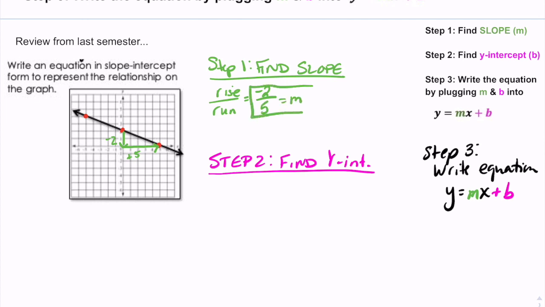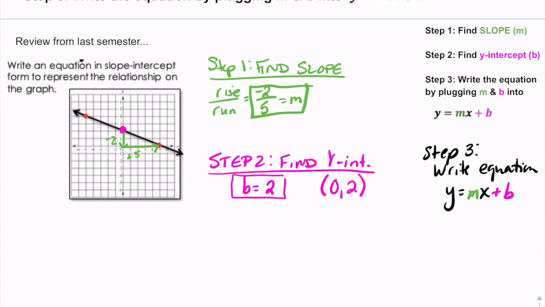That is my slope. And then remember, when we're finding the y-intercept, we're looking for where it crossed the y-axis. Well, this point right here is the y-intercept, and that is at 2. y is equal to 2 there. We could write it as an ordered pair, (0, 2). The b value in our equation is going to be 2.